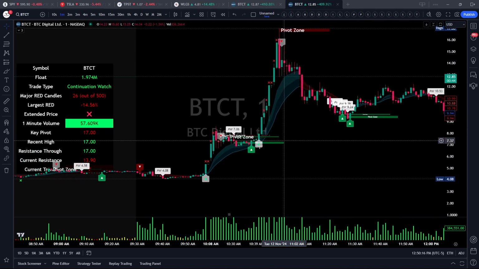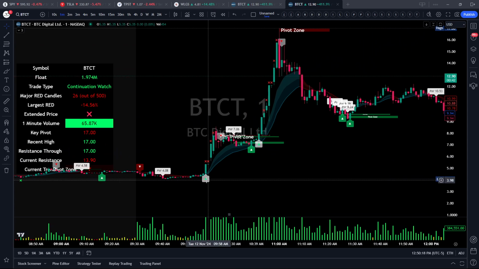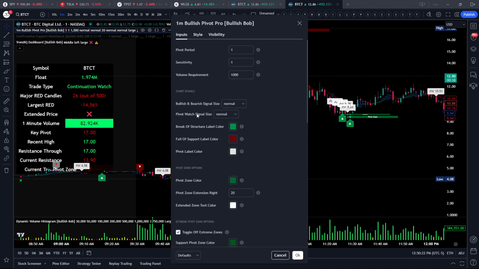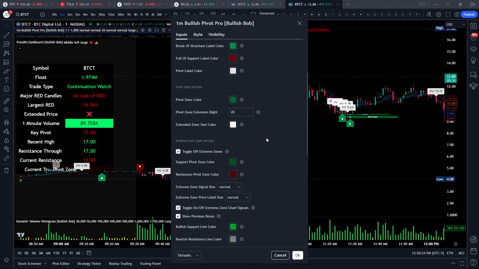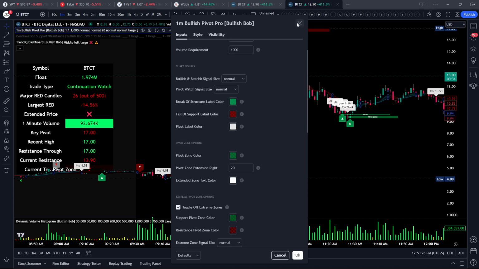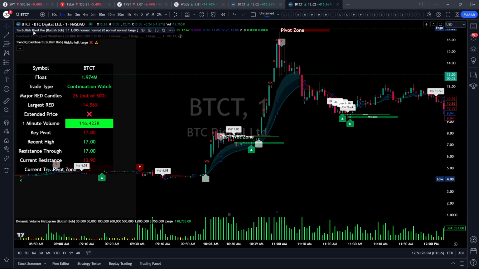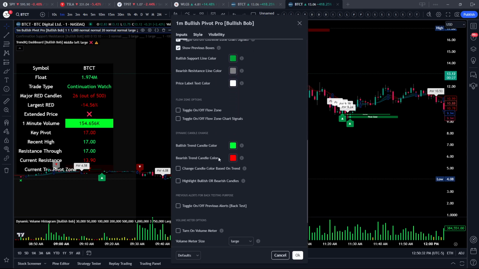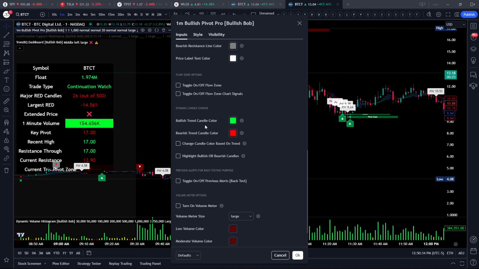Now, of course, these candles are easy to see with these signals, but if you want to make it even easier than that, keep it simple, stupid, that's my method, the KISS method. It just works for me. Go into the indicator just by double-clicking on the 1-minute bullish pivot pro, and go into the settings, scroll on down to right here, dynamic candle change. We want to click this on, candle change based on the color, or we're going to change the color based on the information that we're seeing here.